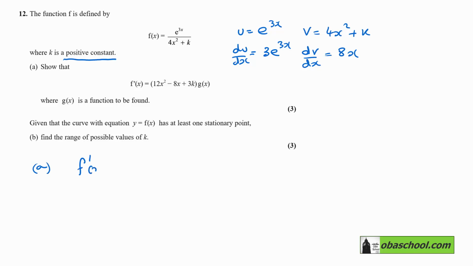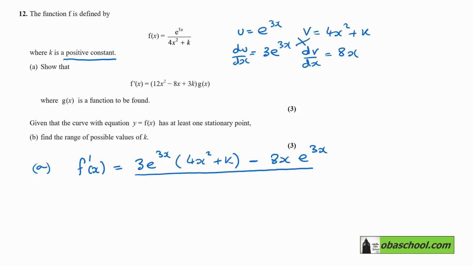So f dashed x is going to be v times du dx. So that's these two multiplied together. That is going to give me 3e to the 3x, 4x squared plus k. Now with the quotient formula we have a minus, then we have u dv dx, so that's going to be 8x e to the 3x, divided by v squared, which is 4x squared plus k, all squared.